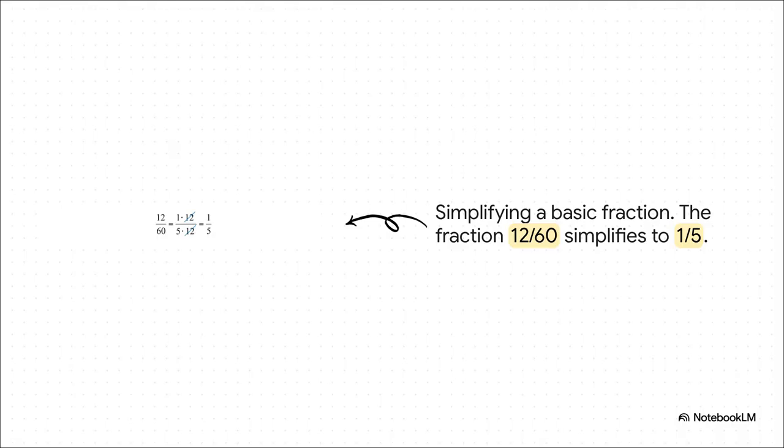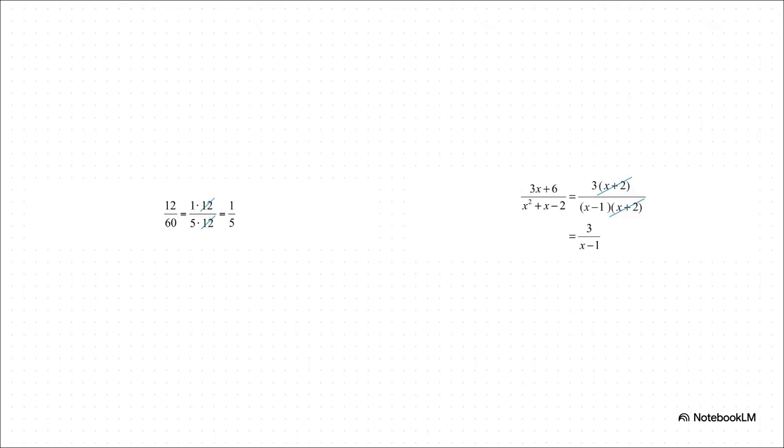Remember this? Just simplifying a basic fraction. You find what they have in common, in this case it's 12, and you just cancel it out from the top and the bottom. So 12 over 60 becomes a much nicer, much friendlier 1 over 5. Simple, right? You've done this a million times. Now check this out. That fancy algebraic fraction on the right, the one that looks so scary, it's the exact same process as the simple one on the left. You're just canceling out common factors. You know, like these little groups of x plus 2, instead of just numbers. That's it. That's the whole secret.